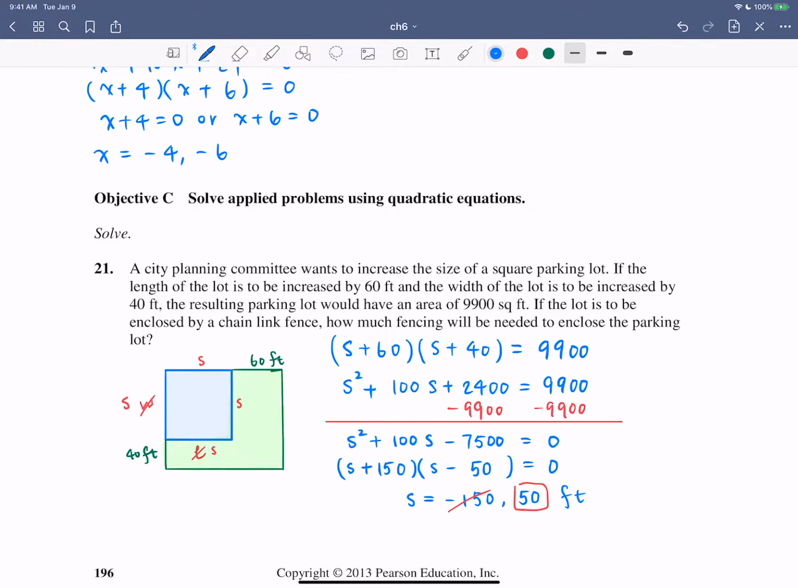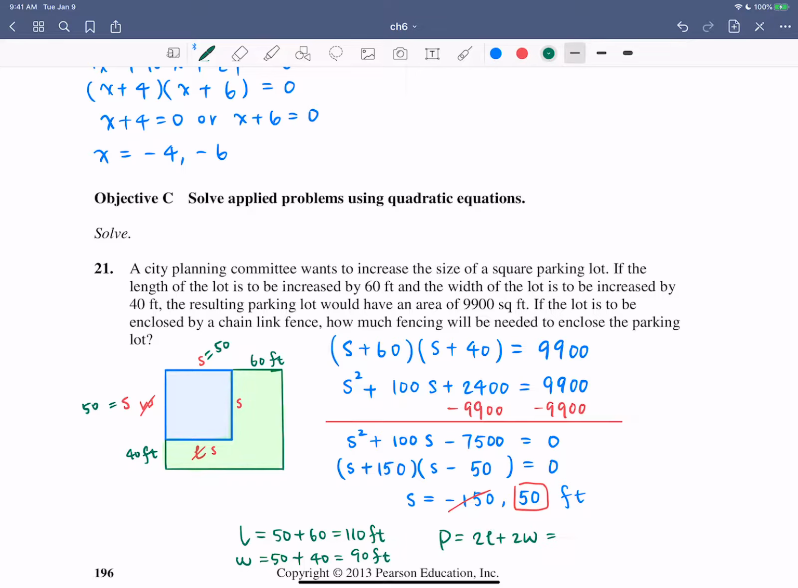And now we're ready to calculate the perimeter of this new parking lot. So you could plug it back into the original diagram. This is 50. This is 50. By looking at the diagram, the new length is 50 plus 60. That's 110 feet. The new width is 50 plus 40. That's 90 feet. The perimeter is simply 2L plus 2W.